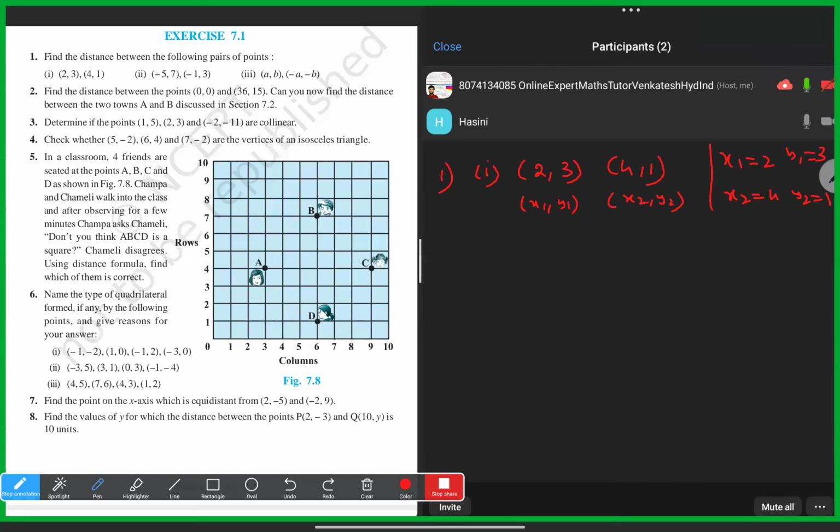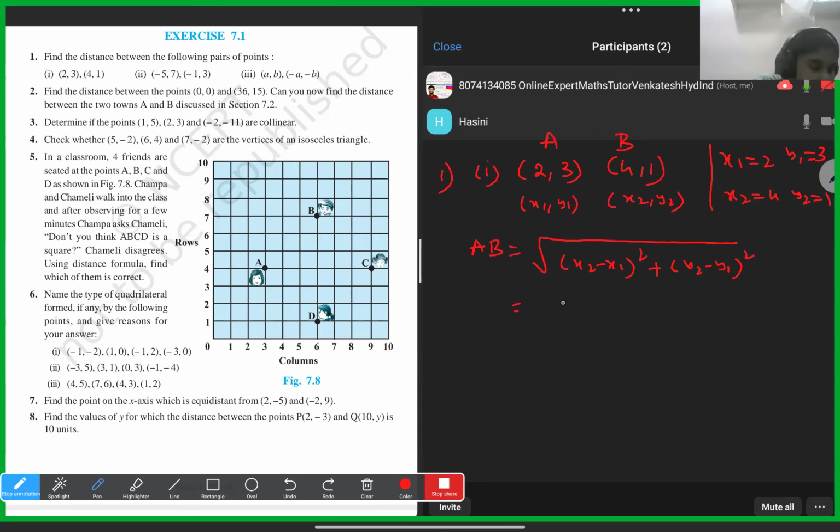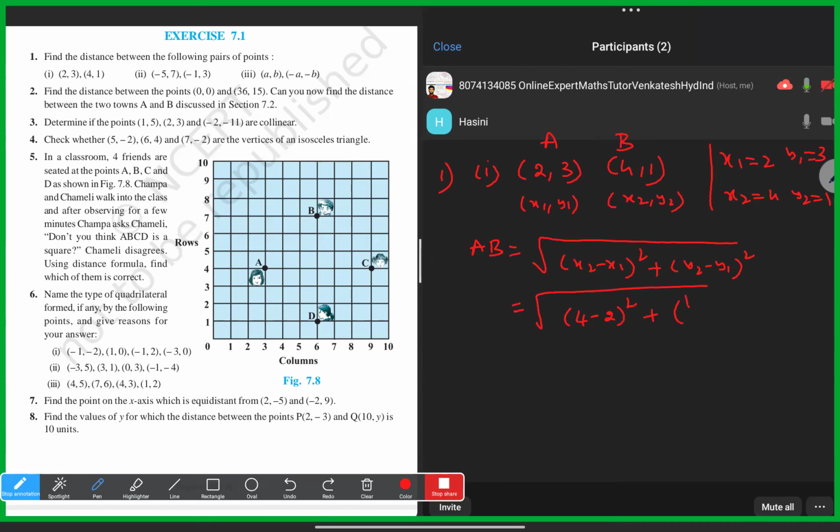Let us take these points as A and B. So the AB distance is given as, since we are using it for the first time, we'll write the formula: square root of x2 minus x1 whole square plus y2 minus y1 whole square. So what it will become: 4 minus 2 whole square plus 1 minus 3 whole square. I just substituted it. Any doubt in this one step?